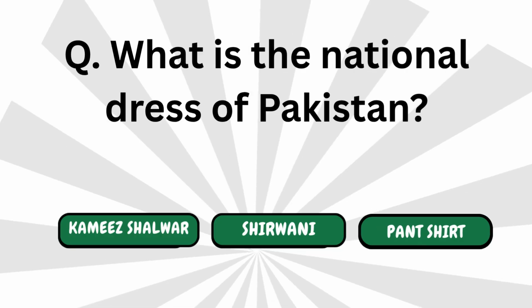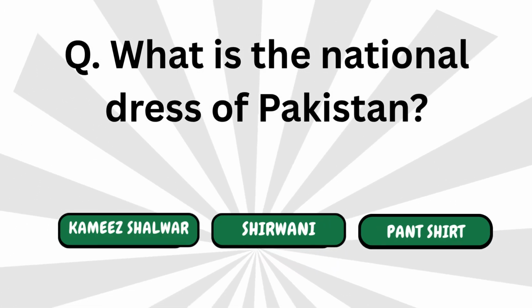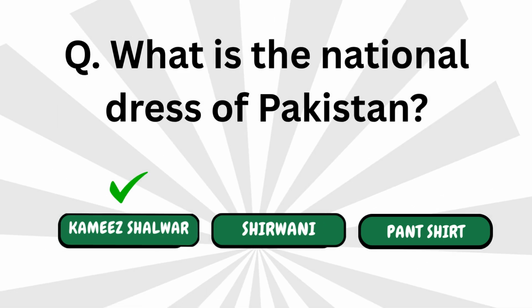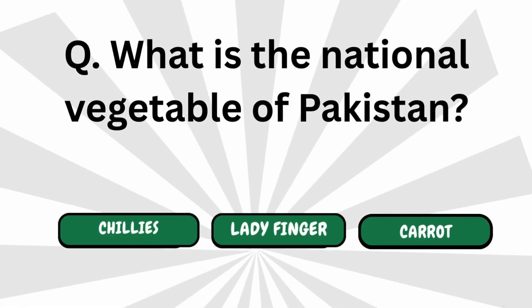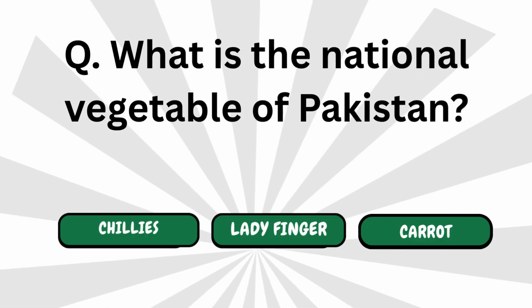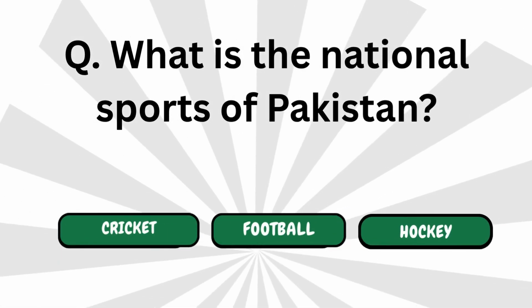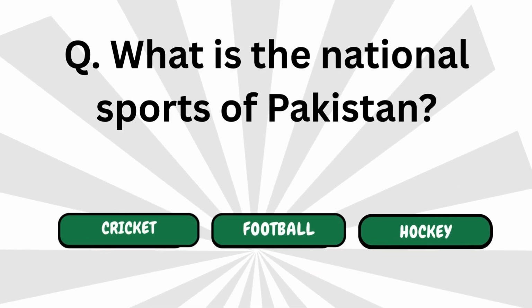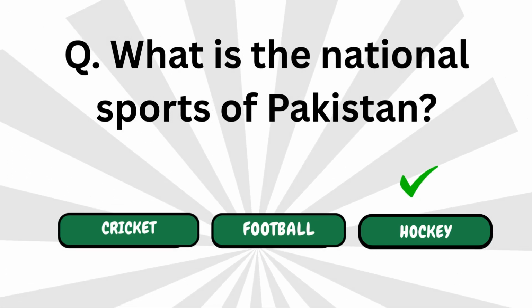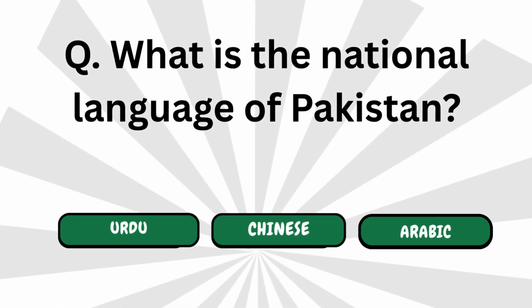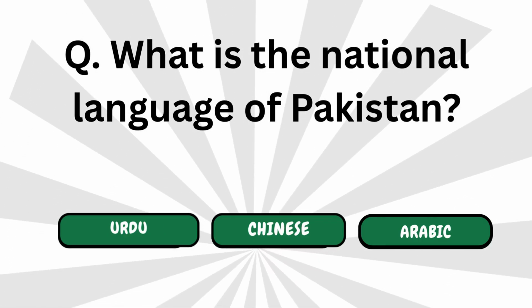What is the national dress of Pakistan? Kameez Shalwar. What is the national vegetable of Pakistan? Ladyfinger. What is the national sport of Pakistan? Hockey. What is the national language of Pakistan? Urdu.